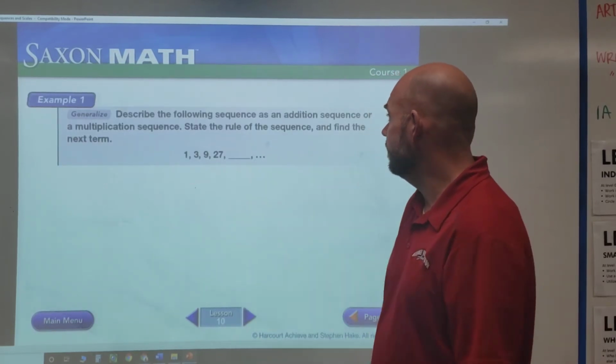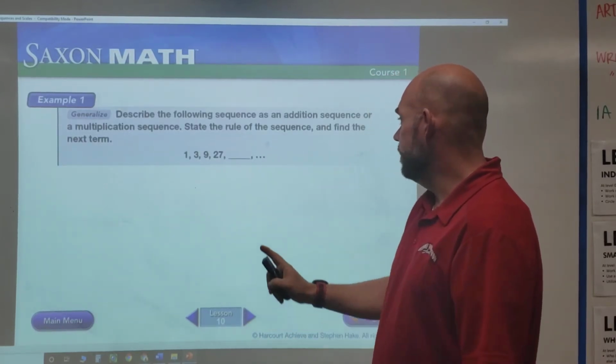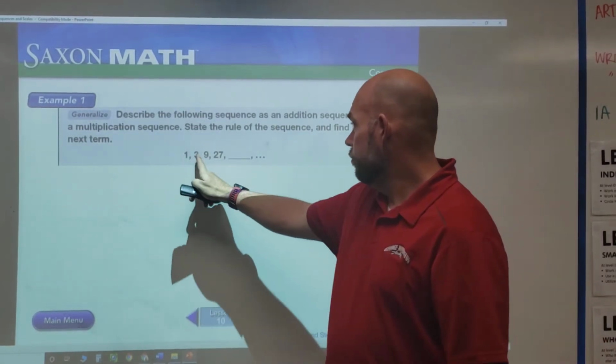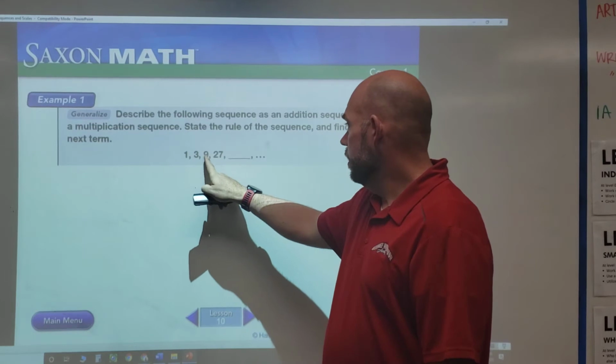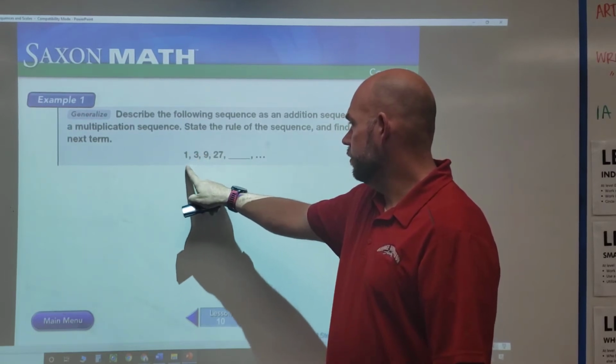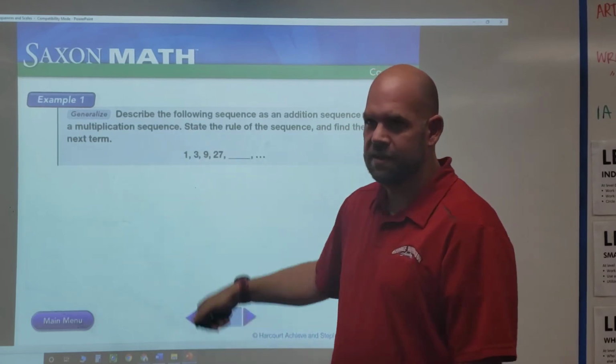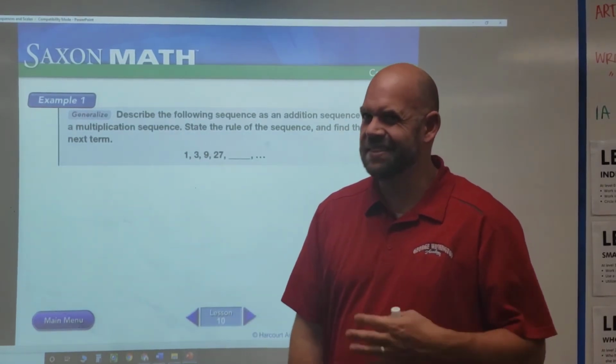So let's look at this sequence and determine if it's an addition sequence or a multiplication. So first we're going to check for addition. 3 minus 1 is 2. 9 minus 3 is 7. So it'd be 2, 7. 27 minus 9 is 18. 2, 7, 18. Do those follow a pattern? It doesn't seem like it.